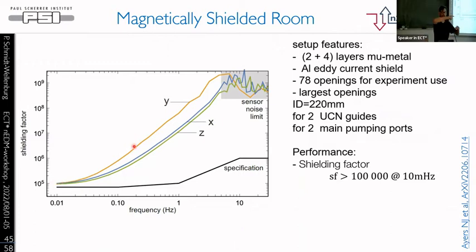Inside the room, they have a shielding factor at below 0.1 millihertz excitation frequency of 100,000. So that means that you have an outside coil exciting a field, and you look inside at how much of this amplitude you still see. And then you see that up here, the sensors don't see anything anymore because it's inside the noise floor of the sensors. And this was our specification. So we are very happy with our shield. And then we continued.